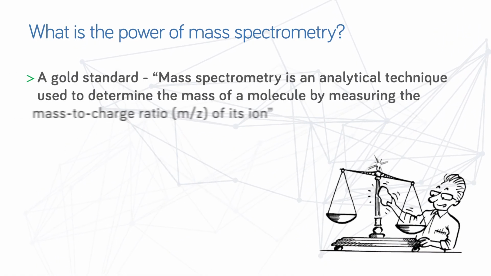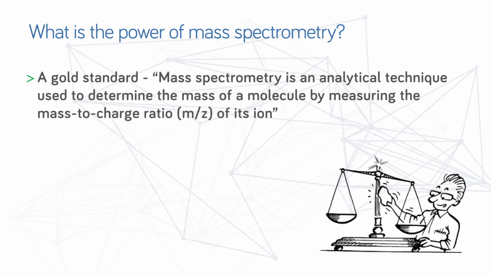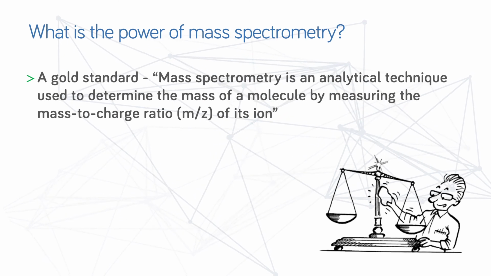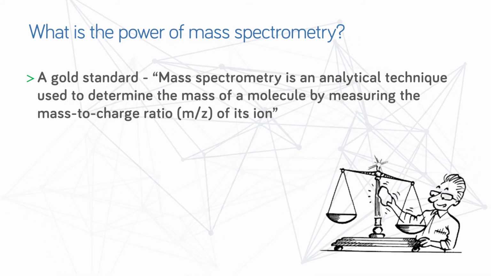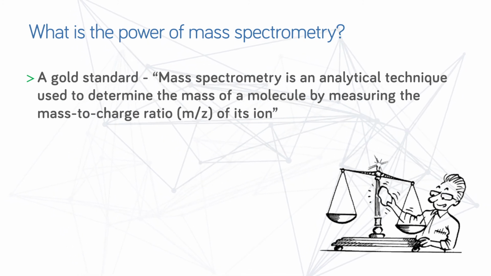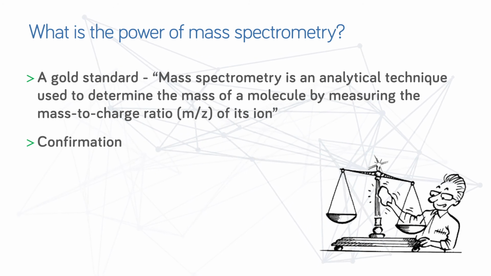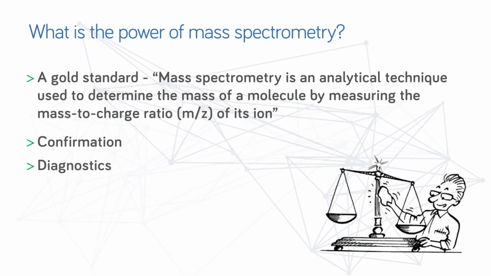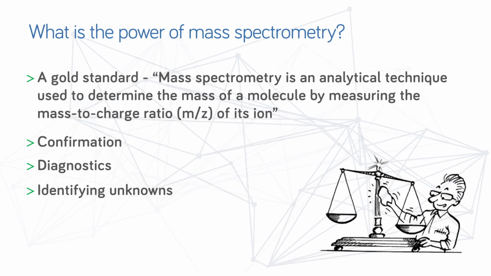Mass spectrometry is an analytical technique used to determine the mass of a molecule by measuring the mass-to-charge ratio of its ion. Due to its sensitivity and selectivity, it is recognized as one of the gold standards of analytical chemistry, and as a universal detector, it provides confirmation, diagnostics, and helps to identify unknowns in chemical samples.